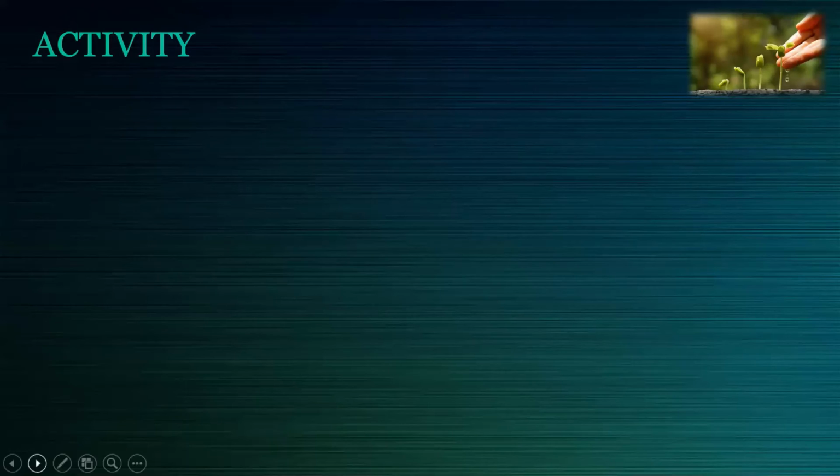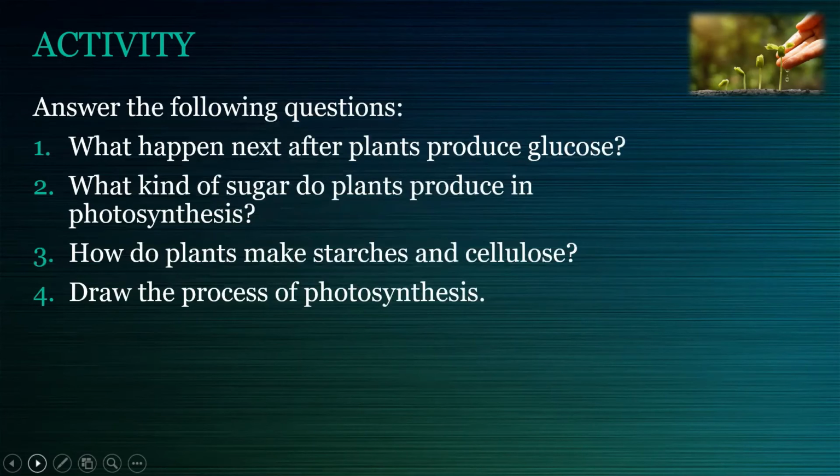Now, you just have watched the photosynthesis process video. Now, let's move on with our activity. Answer the following questions. Number 1, what happened next after plants produce glucose? 2, what kind of sugar do plants produce in photosynthesis? 3, how do plants make starches and cellulose? And 4, draw the process of photosynthesis. The same thing, do this one on your notebook or paper and send it to the group chat.